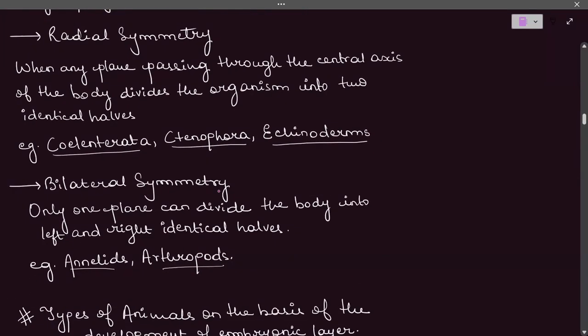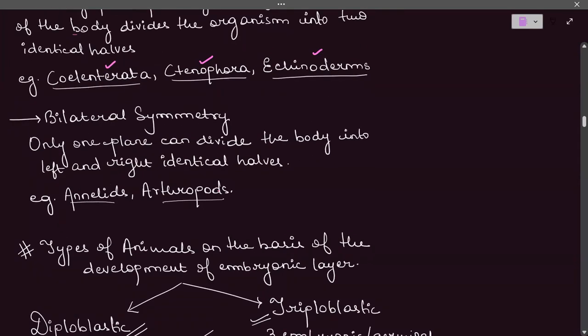Now, moving forward, there is radial symmetry. Again, when any plane passing through the central axis of the body divides the organism into two identical halves. This takes place in Cnidaria, Ctenophora, Echinodermata. Then the most advanced one is bilateral symmetry. Now, in this type, what happens? One plane can divide the body into left and right identical halves. This takes place in annelids, arthropods, and so on.